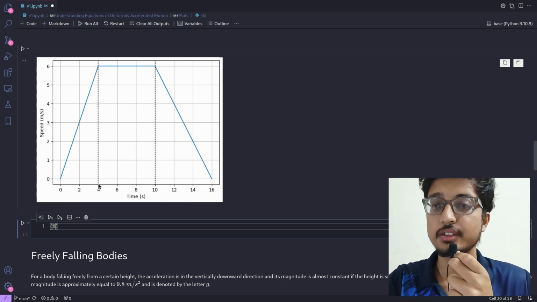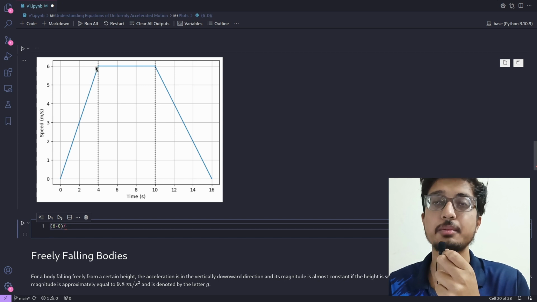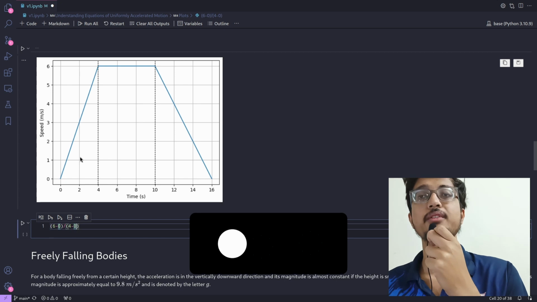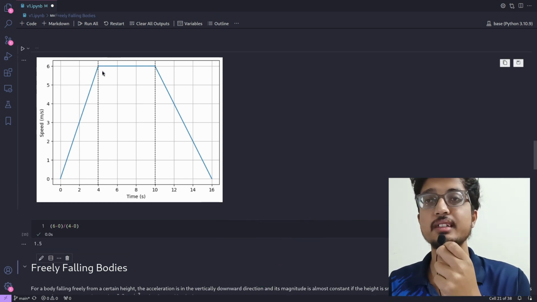So if we subtract 6 minus 0 and then divide it by the corresponding time values, so here we have 4 seconds and here we have 0, that would give us 1.5 meters per second square. So that's the acceleration during this half here. Again, it stays constant here.